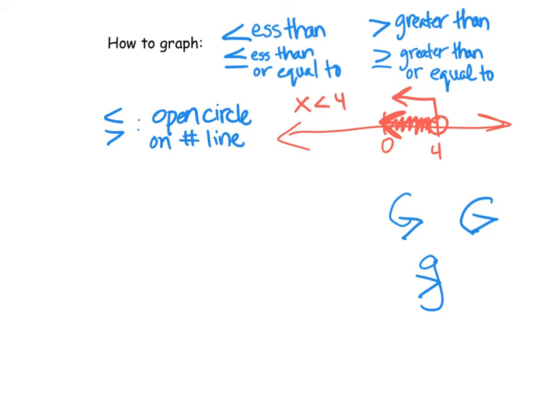An open circle means that 4 is not included in my answer. Anything less than 4 is a 3, a 2, a 1, a 0, a -1, a -2. But 4 is not. Okay, let's now talk about if I have a less than sign with a line underneath it or greater than symbol with a line underneath it. It's not going to be an open circle. It's going to be a closed circle on my graph. It's a closed circle on your number line.